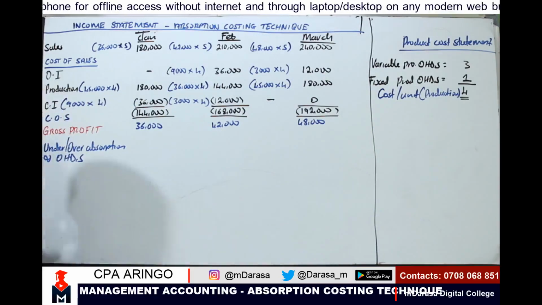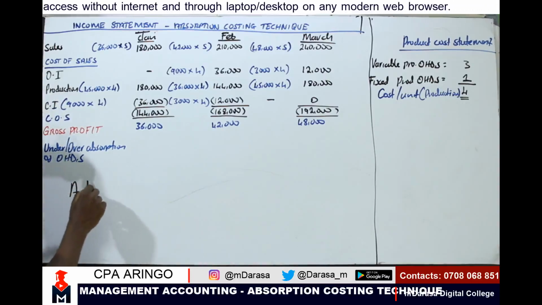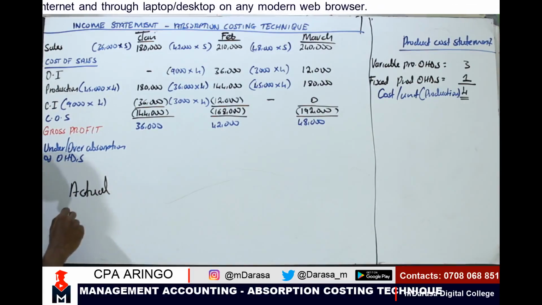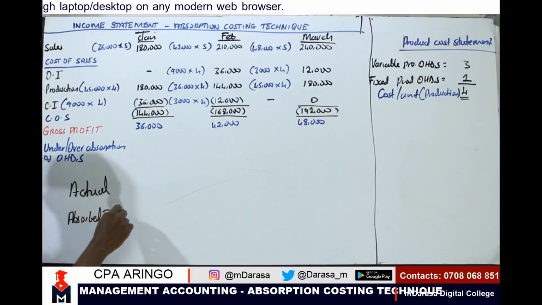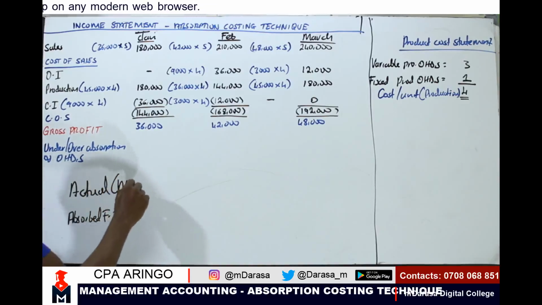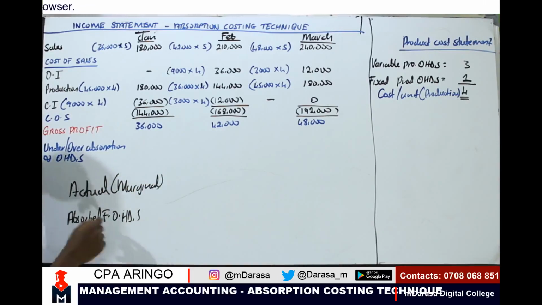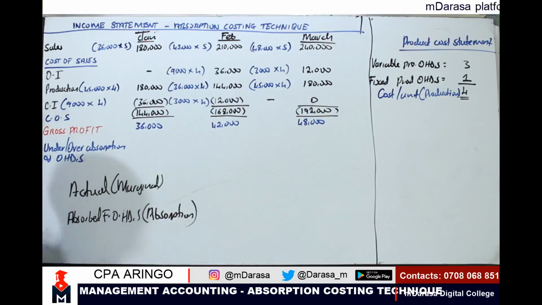We are going to look at our actual, and we are going to look at absorbed fixed OHDs. When we're talking of actual, ideally we're looking at marginal, what we had under marginal costing, and in this case we're looking at the absorbed fixed overhead, to have recorded under fixed under absorption. This is the absorption costing technique.